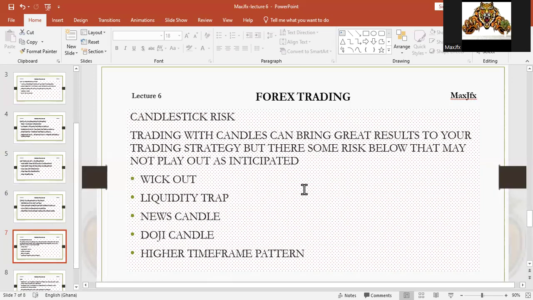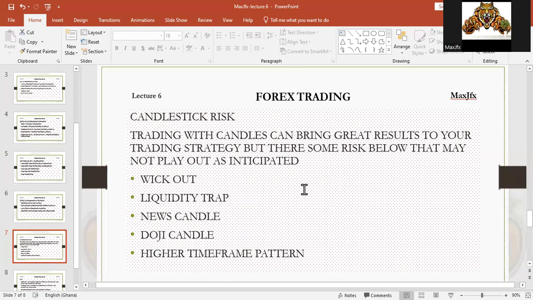And also the news candle. I basically want to advise you to stay away from news. When you know there's news, please stay away because there's a lot of volatility. Sometimes when a news candle finishes, you may think, oh, that's okay, I can continue trading my normal way. But what you see is that there will be other spikes that come after the news.